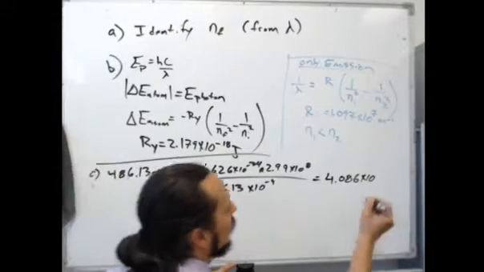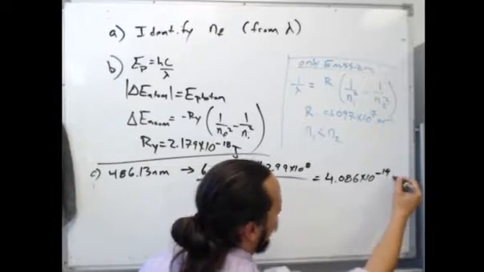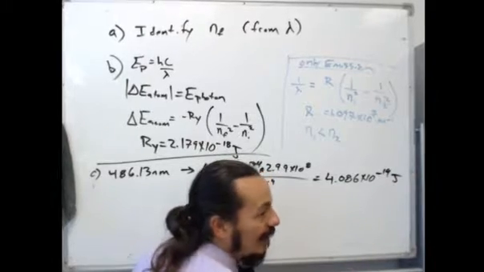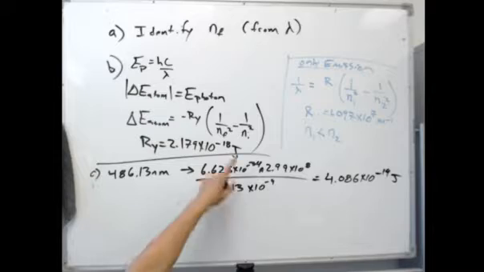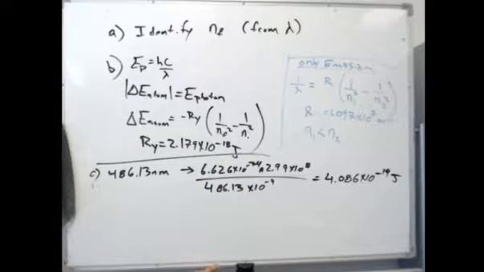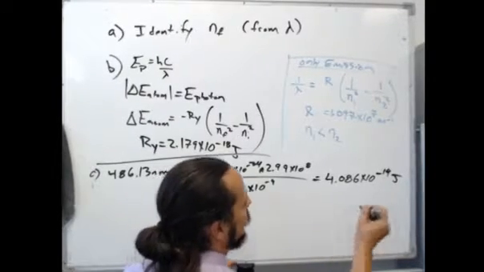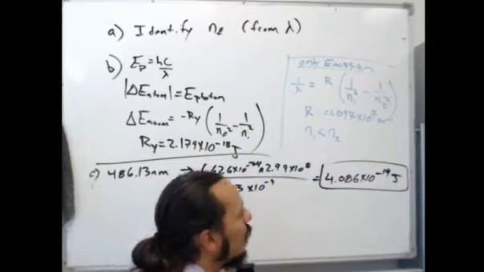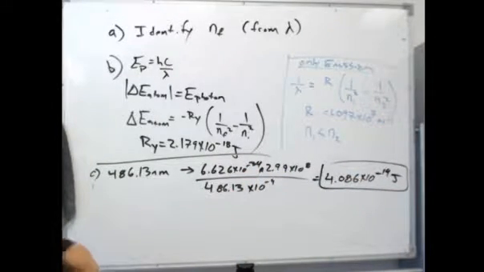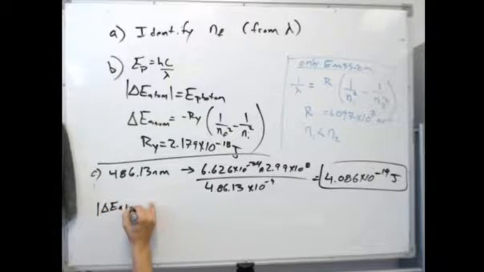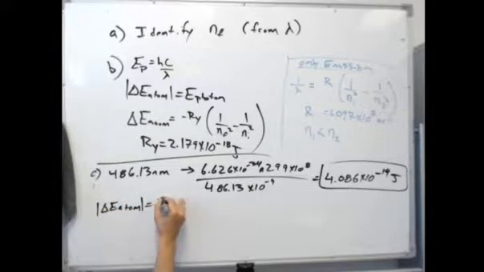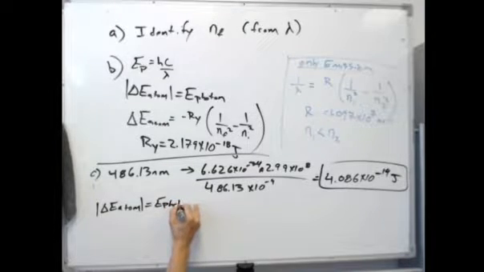Negative 19. I should have been able to guess that just because of the wavelength. Almost all of our visible light spectrum is 10 to the minus 19, but I was trying to do my additions and subtractions. Whoops. 4.86 times 10 to the minus 19 joules. Notice this is the positive energy of the photon, and we have that the absolute value of the energy of the atom is equal to the energy of the photon.